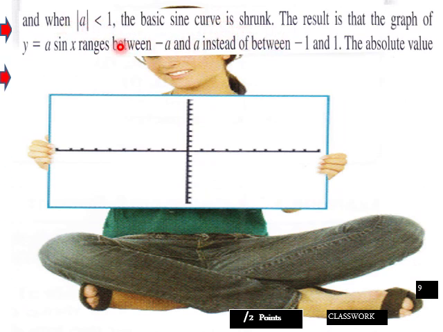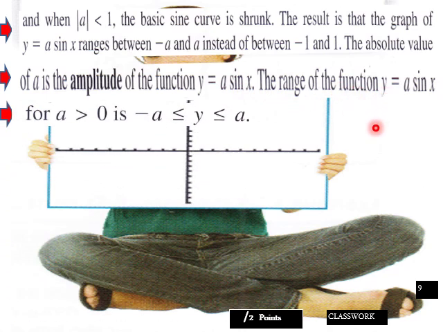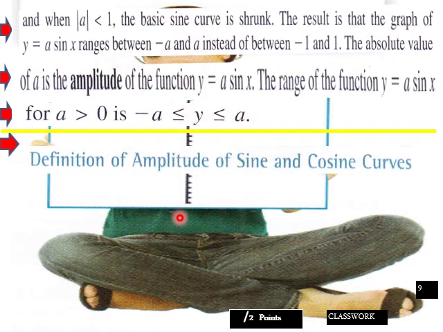The result is that the graph of y equals a sine x ranges between negative a and a instead of between negative 1 and 1. The absolute value of a is the amplitude. There's your term, amplitude, classwork page 9, of the function y equals a sine x. The range of the function y equals a sine x for a greater than 0 is negative a is less than or equal to y, and y is less than or equal to a.